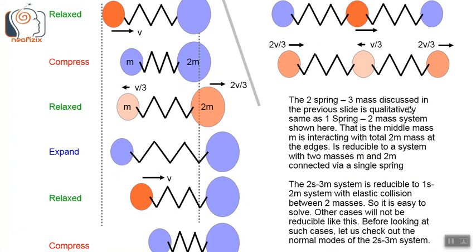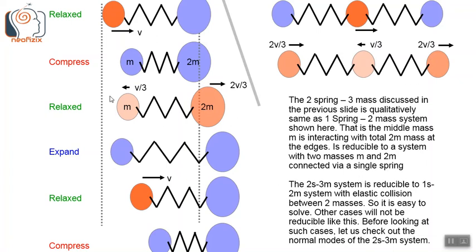So the two spring three mass system discussed in the previous slide is qualitatively the same as the one spring two mass system shown here. That is, the middle mass M in the two spring three mass system is interacting with the total 2m mass at the edges, and this can be reduced to a system with two masses such that there is one mass M and another mass twice this, 2m, connected via a single spring. So these two are sort of equivalent. The velocities we get and the amplitudes we get are similar.